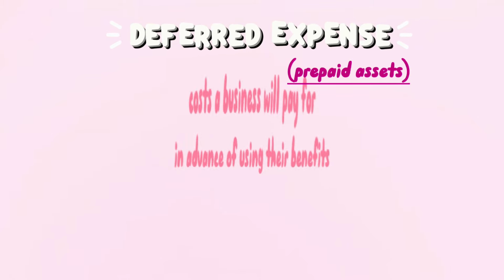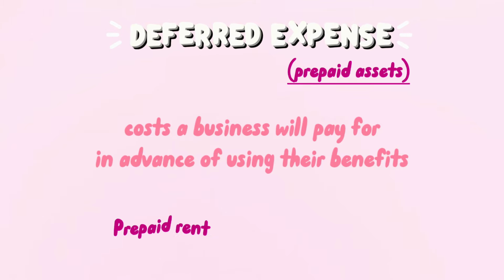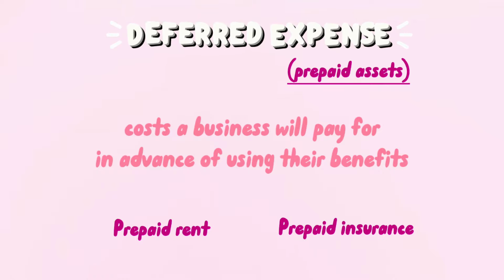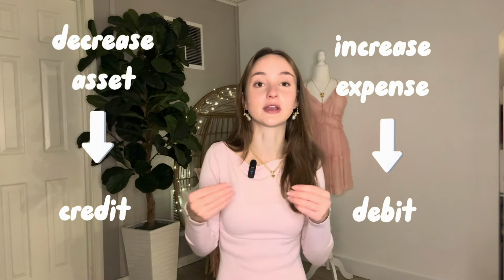Deferred expenses or prepaid assets are things the business pays for in cash in advance of incurring the expense. Your prime example is prepaid rent or insurance for the year. You pay upfront for the rent for the whole year, but you're not actually using all the rent at that moment. You're going to use it over time. As time goes by and we use up that rent, we need to decrease our asset and we need to increase our expense that we have now incurred.